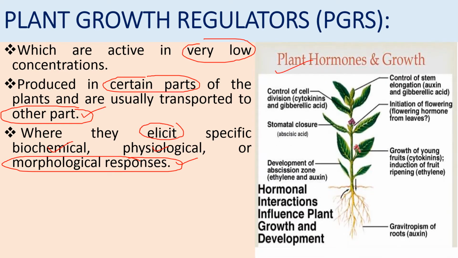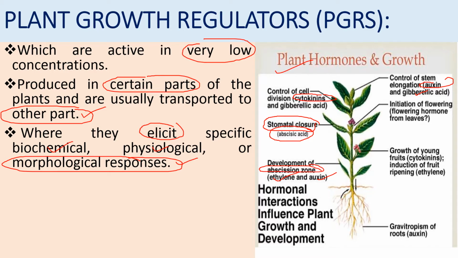So this picture shows the various functions of plant hormones like auxin, gibberellic acid, or cytokinins. They help in stem elongation, cell elongation or growth of the plant. Then there is another hormone, abscisic acid, that is a stress hormone which helps in closure of stomata and prevents water loss. Then there are other hormones like ethylene and auxin. Their ratio decides the formation of the abscission zone.